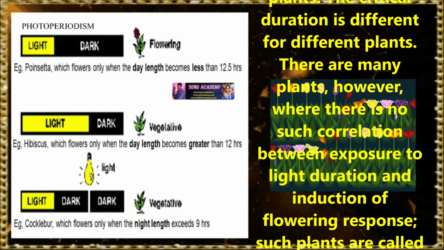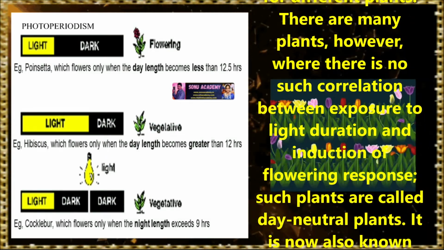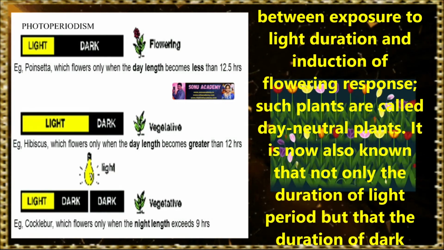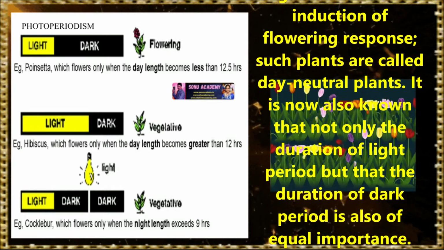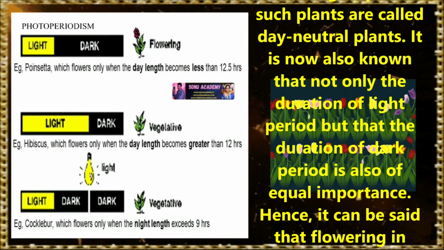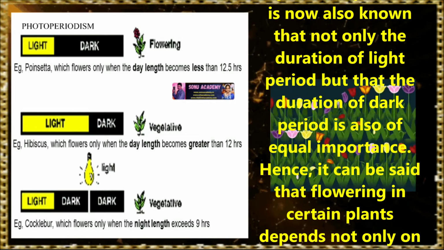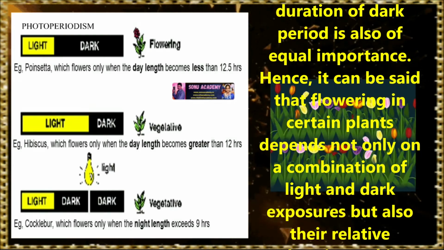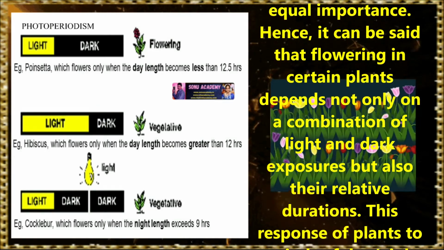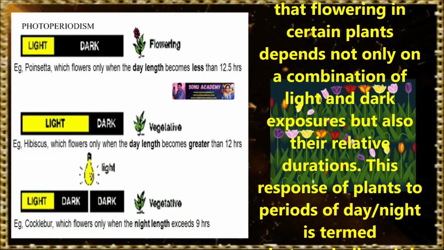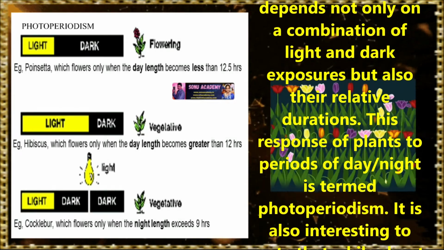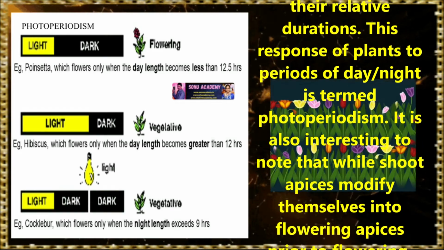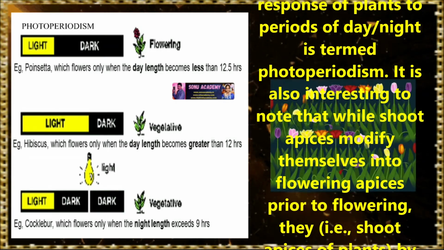There are many plants, however, where there is no such correlation between the duration of light exposure and induction of flowering response. Such plants are called day neutral plants. Not only the duration of the light period but also the duration of the dark period is of equal importance. Hence it can be said that flowering in certain plants depends not only on a combination of light and dark exposures but also on their relative durations. This response of plants to the periods of day and night is termed photoperiodism.